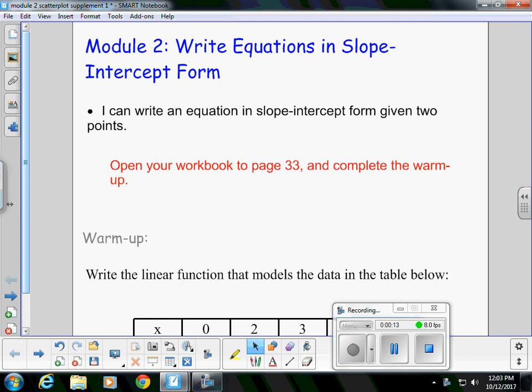Not 2. Write equations in slope-intercept form. In this lesson, we're going to write equations in slope-intercept form given 2 points.